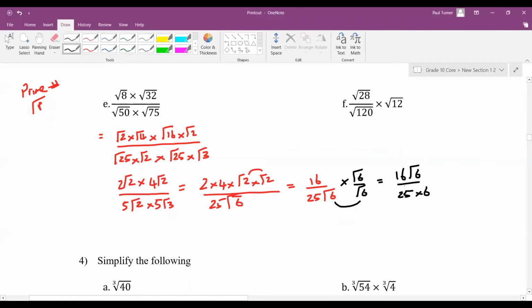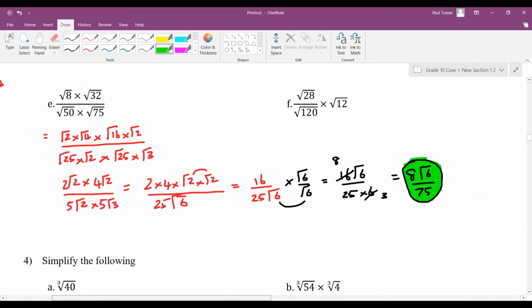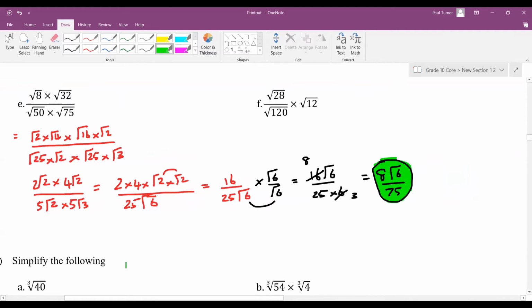Now we can simplify that. So this would be 2 into 6, 3, 2 into 16, 8. So 8 root 6 on 75. So that's your answer there, actually. That's your answer. Okay, so if you want to write that down, you can, but that's 8 root 6. So whatever you wrote down yesterday, you can change it to this here. Okay. So this will go on the video, so you'll be able to check this again.